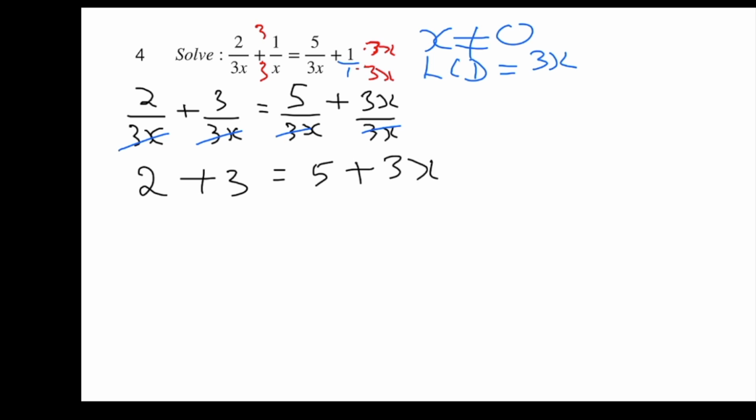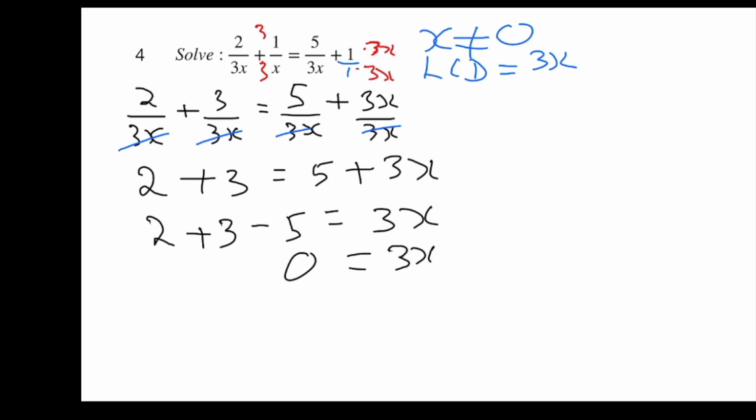Collect your like terms. If you collect your like terms, you have 2 plus 3, then let's bring the 5 to the left-hand side. All that will be equal to 3x. And this gives us 0 is equal to 3x. If you divide by 3 both sides, you get x is equal to 0.